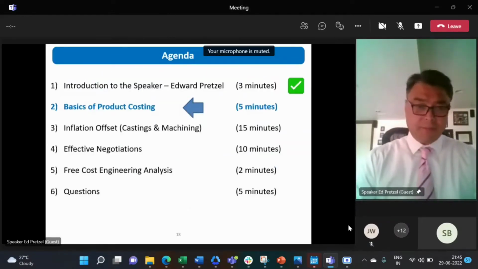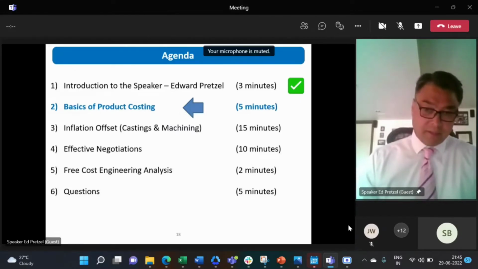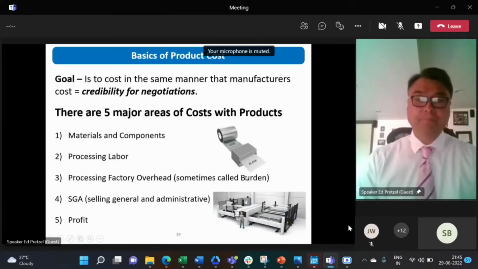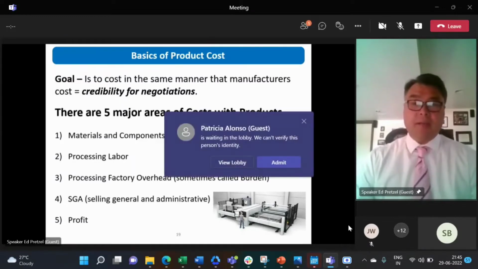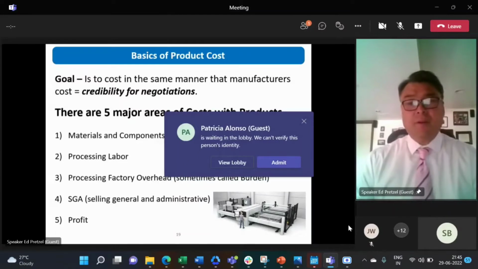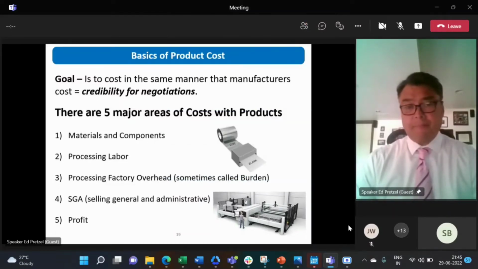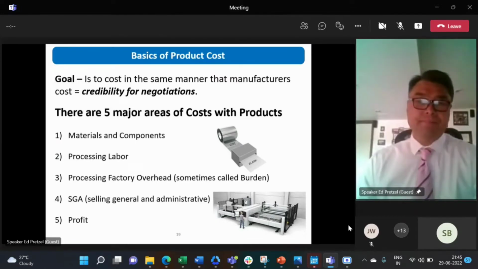Okay, we're going to talk about the basics of product costing. We just have a few slides. So our goal is to cost in the same manner that a manufacturer would cost. It's important for credibility. We want to be able to speak the same language as the manufacturer. So there's 5 major areas of cost with products: materials and components, processing, the direct labor, processing, the factory overhead, sometimes called burden, SG&A, selling, general and administrative, and profit.